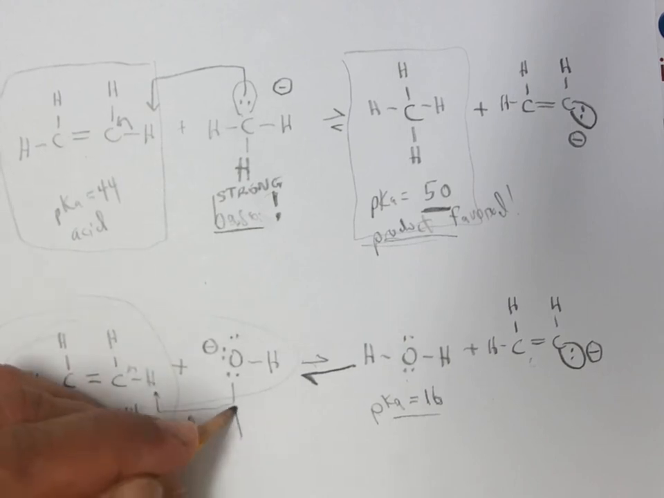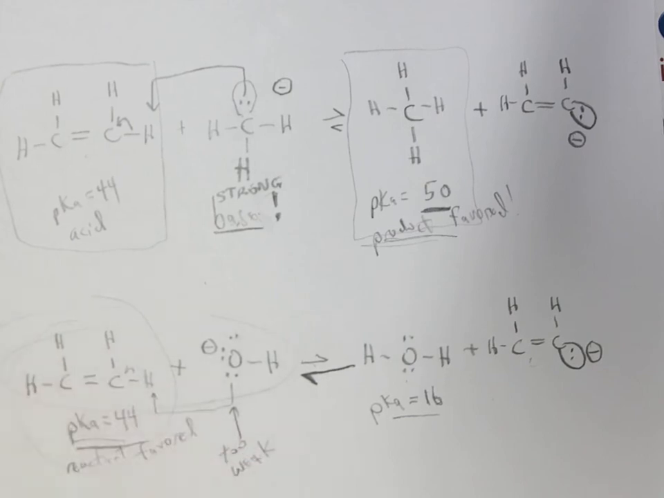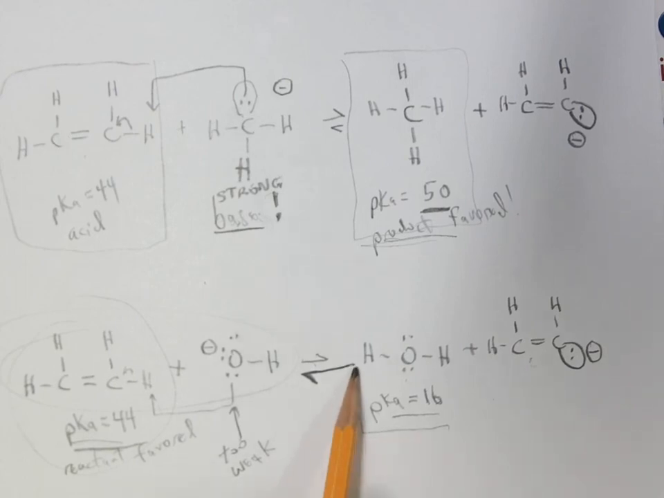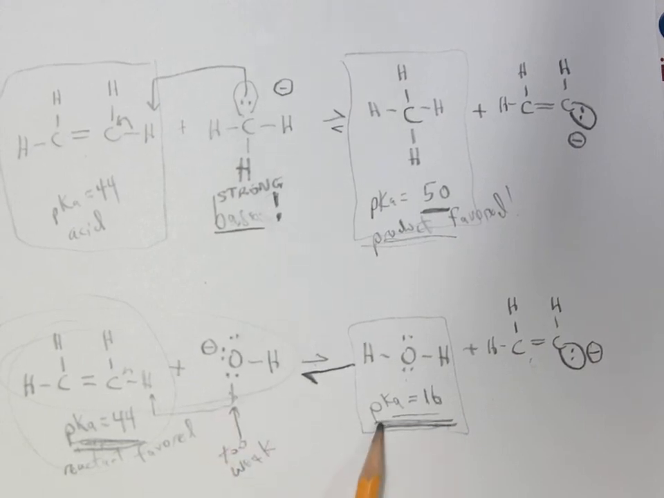So the moral of the story is this is too weak to make this reaction happen because its conjugate acid is strong relative to the thing that we're originally trying to deprotonate. So the less reactive, less acidic compounds are not going to react unless you throw a really strong base at it. And hydroxide is just not strong enough, as witnessed by the pK of the product you get when we react hydroxide.